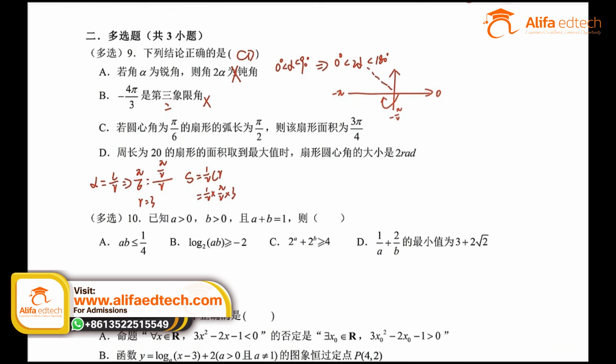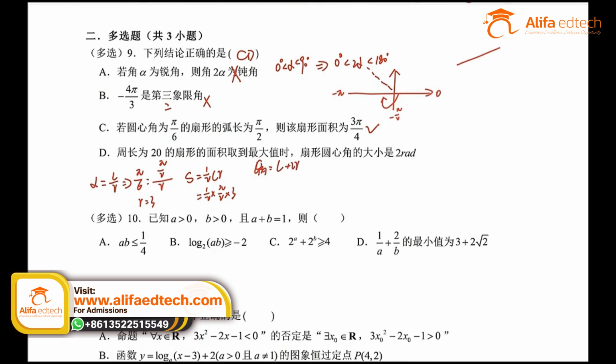The result of the calculation is exactly 3 pi over 4. No problem. Okay, for a sector with a perimeter of 20, when its area is maximized, it says the central angle is 2 radians. So in this case, based on its perimeter, let's call it C, the perimeter of the sector is equal to 1 arc length plus 2 radii.